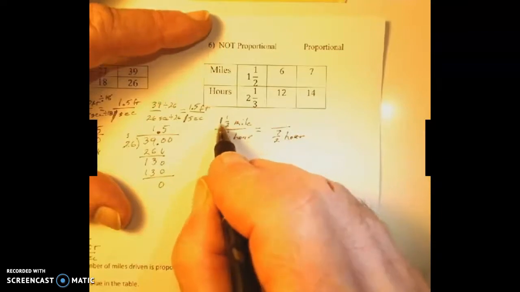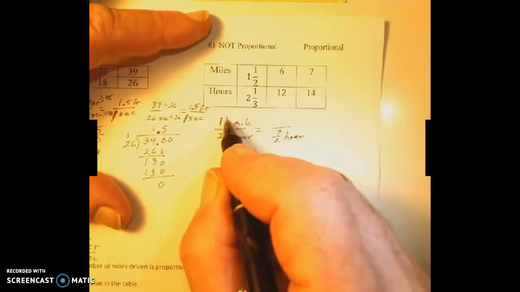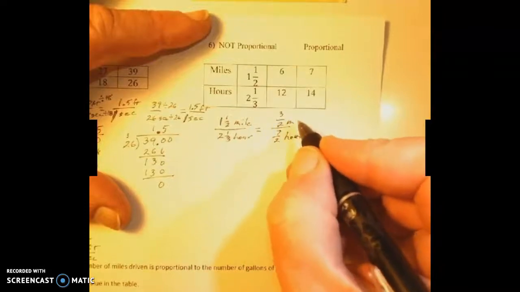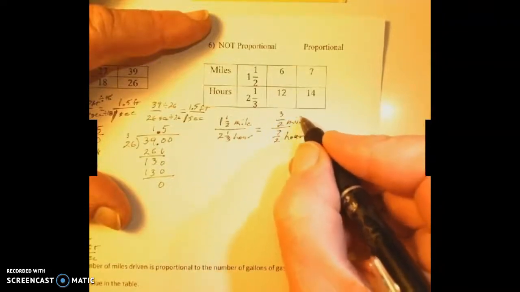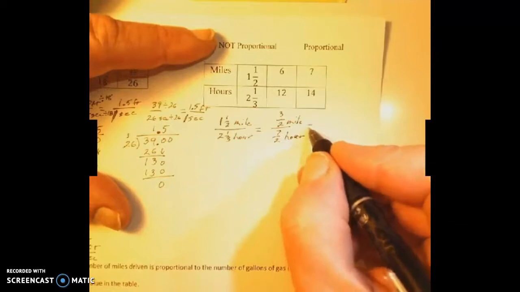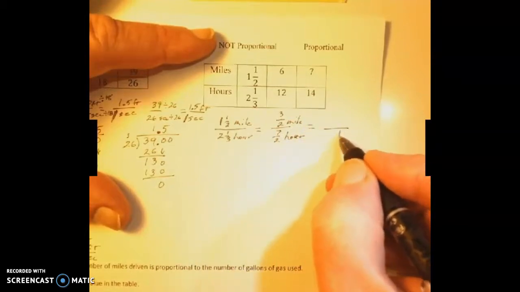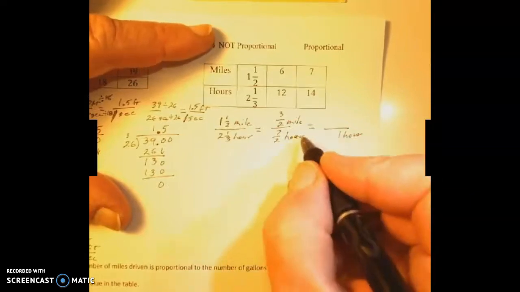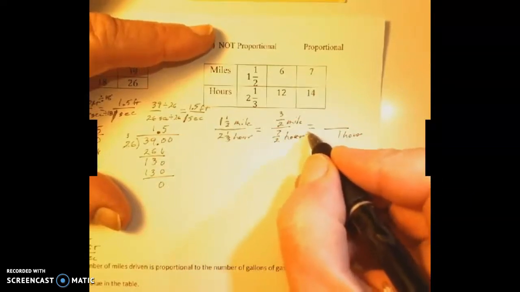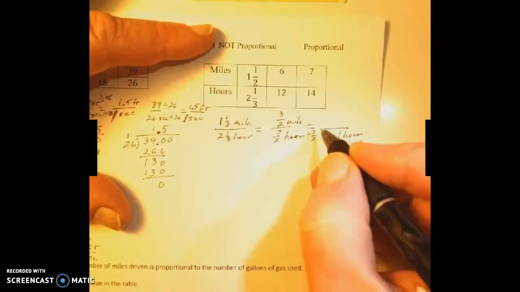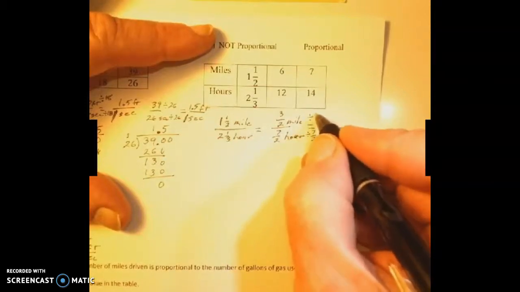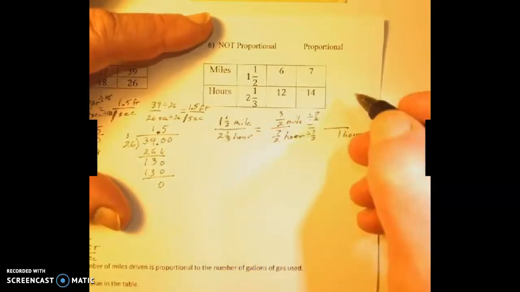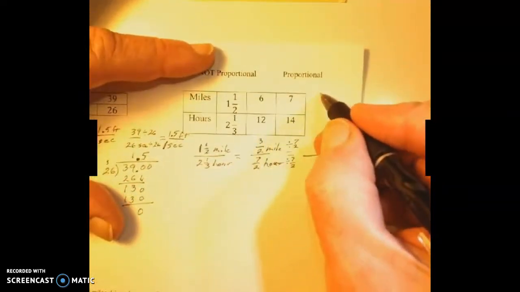And this one, 2 times 1 is 2. Add it to the top. This is 3 over 2, 3/2 of a mile. And again, you want this to be for 1 hour. So to make this become 1, you're going to divide by 7/2. Do the same to the top, divide by 7/2. 3/2 divided by 7/2. I'm going to go over to the side here and do it.